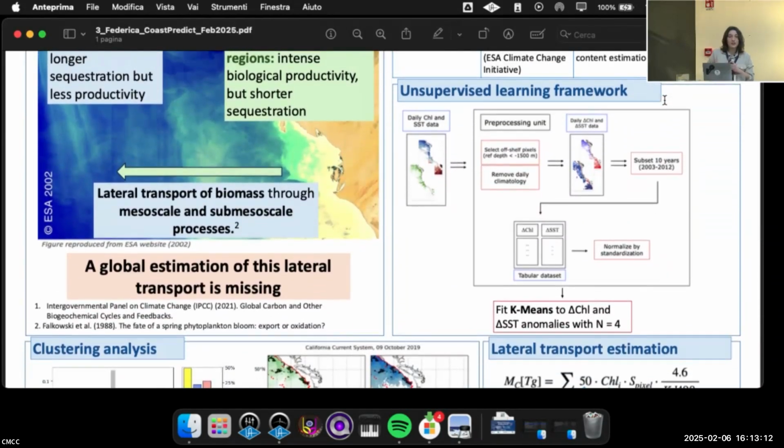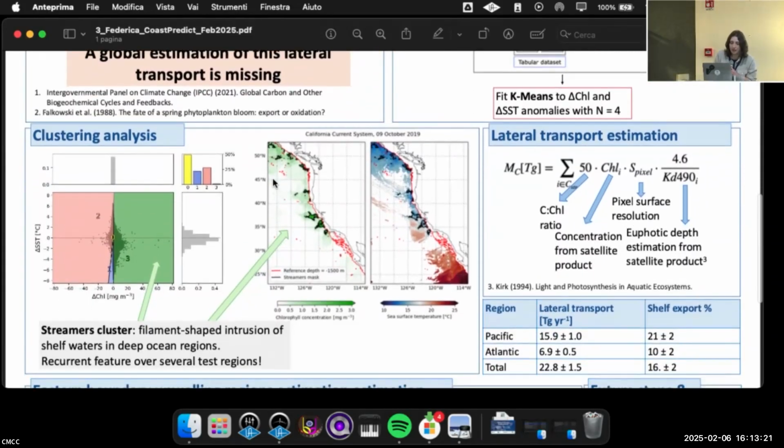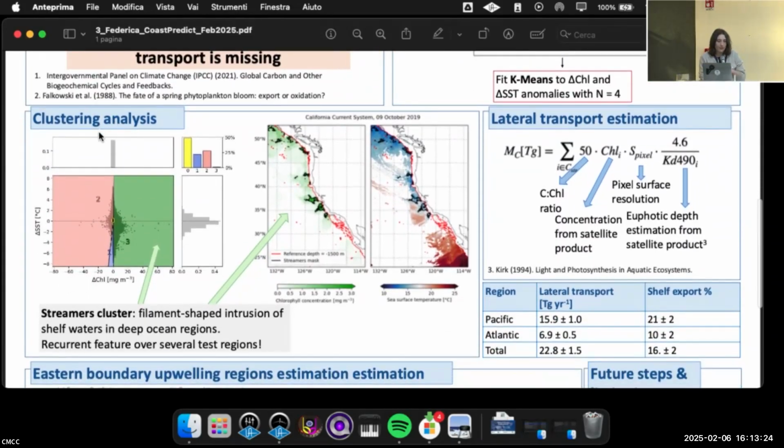And we developed this unsupervised learning framework, based on k-means clustering, to systematically detect these sub-mesoscale and mesoscale structures. So here I am showing you an example on the California current system. You can see that this green cluster, where the clustering algorithm is fitted on chlorophyll and sea surface temperature anomalies, contains the majority of high chlorophyll anomalies, which may suggest that there's some sort of intrusion of highly productive waters in the open ocean.